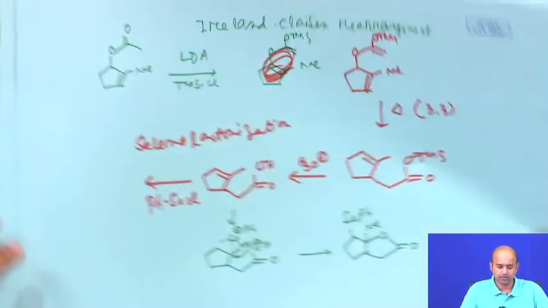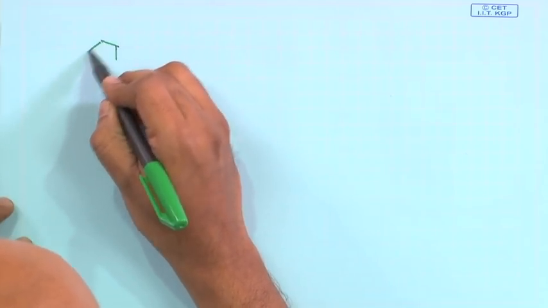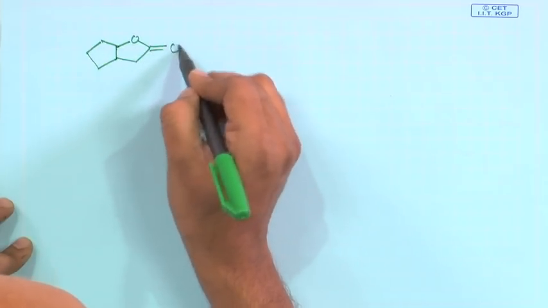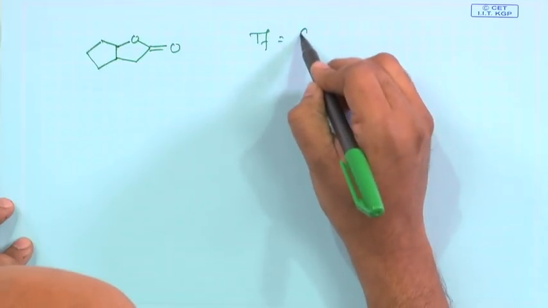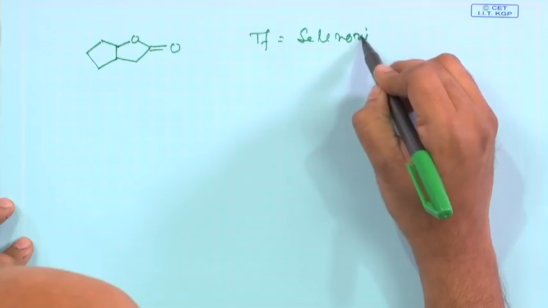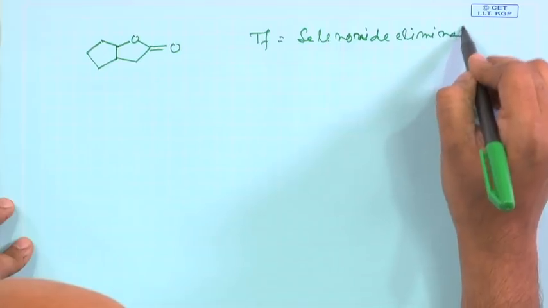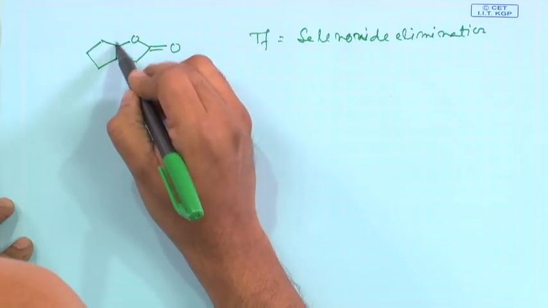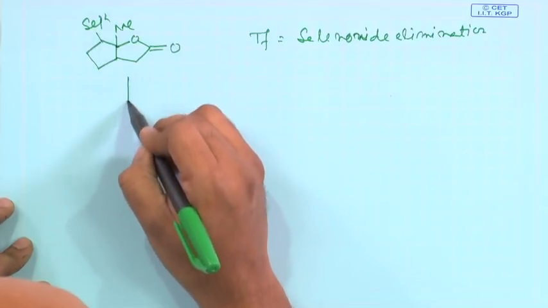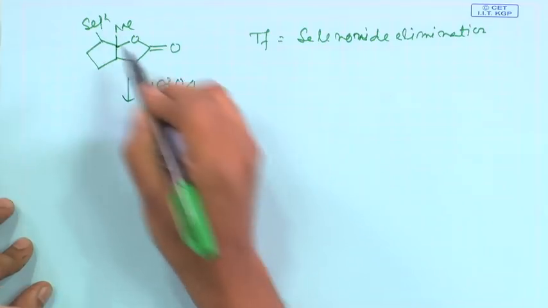For that purpose, there is a useful transformation we call selenoxide syn elimination. The transformation we will be using next is selenoxide elimination. So, what it is exactly: you treat this compound with sodium periodate, which basically oxidizes the selenium first.